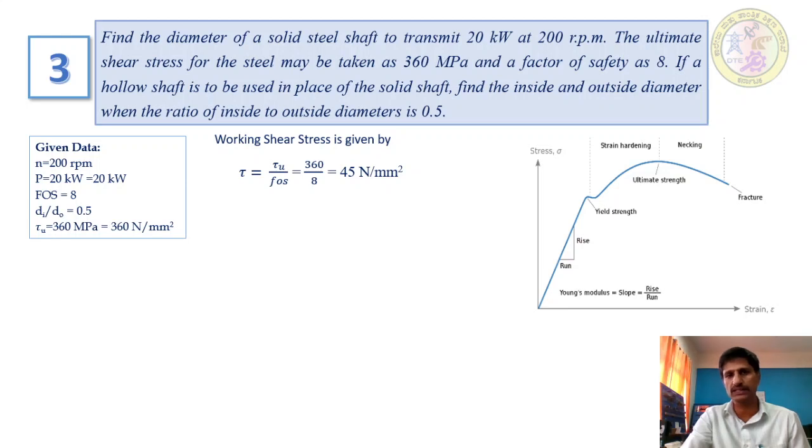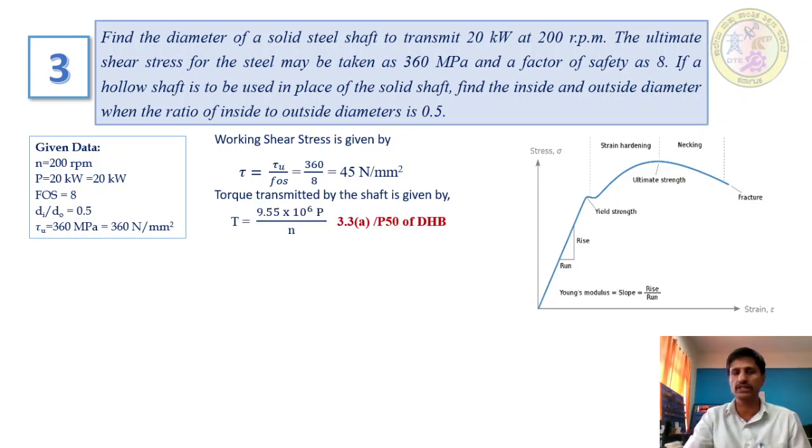That is, the working shear stress is given by tau is equal to tau u divided by FOS, that is factor of safety. So that is nothing but 360 divided by 8. This will give rise to 45 Newton per millimeter square. So this is the working stress. Once you find the working stress, the next thing is to find the torque transmission capacity of the shaft.